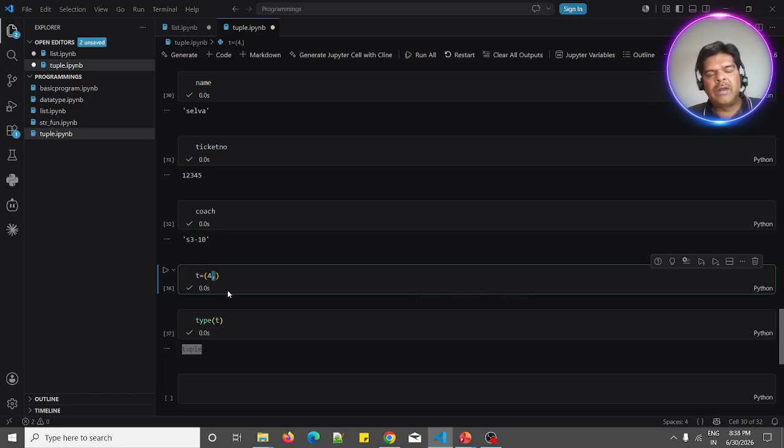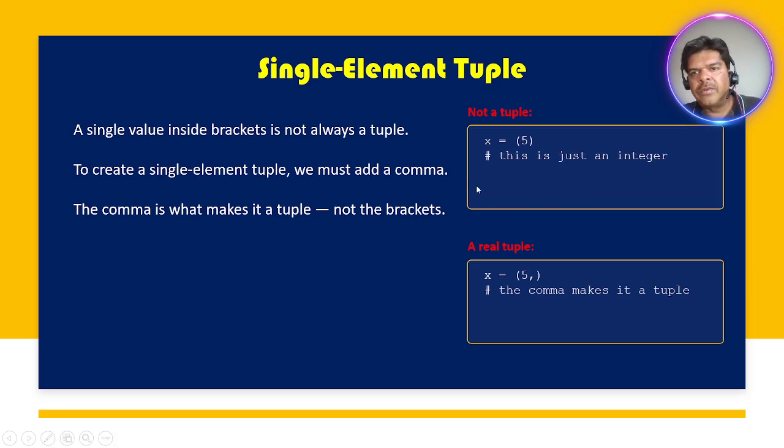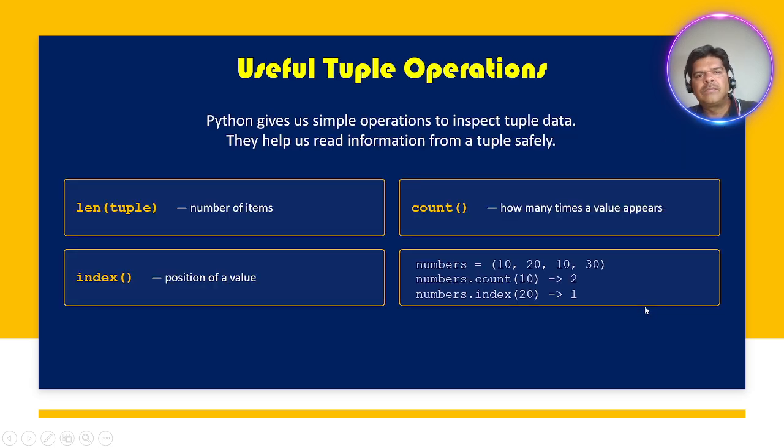In some scenarios, if you have only one value, but at the beginning level you have to store it in tuple format, later you may add other values. That's a different scenario. But for a single value, if you want the tuple format, you have to use this comma. So just an integer. A single value in brackets will be considered just an integer. The comma makes it a tuple.